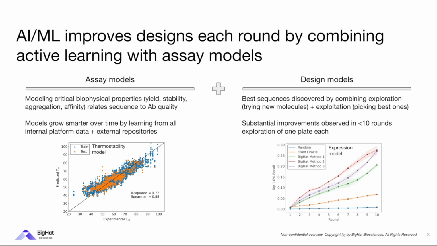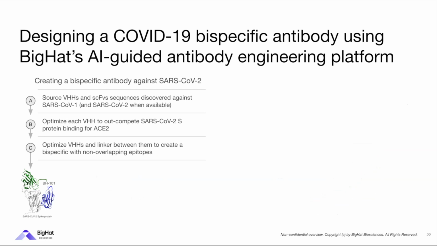And we have a variety of novel active learning methods here at BigHat to improve the rate at which we learn from smart data. And this is some example data on an expression model that we are working on with the National Institute of Standards and Technology. These types of models are rapidly improving within BigHat, and we see a very exciting future for this type of work.